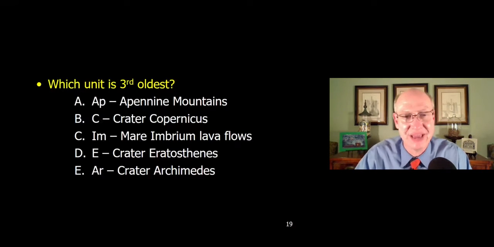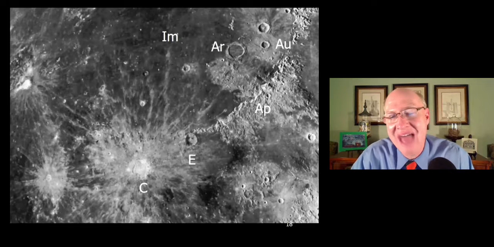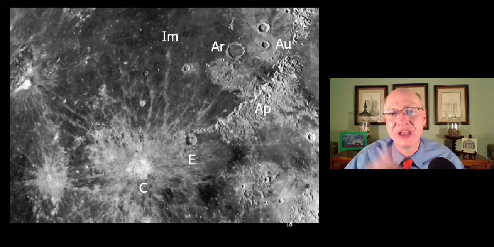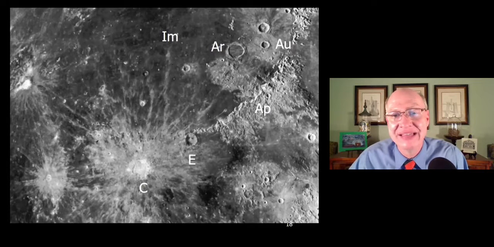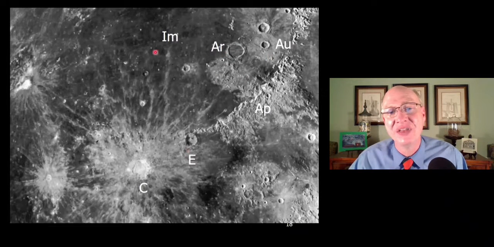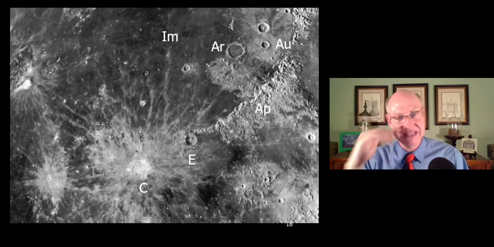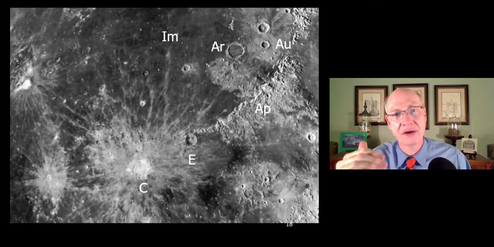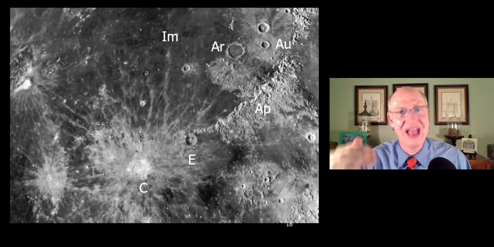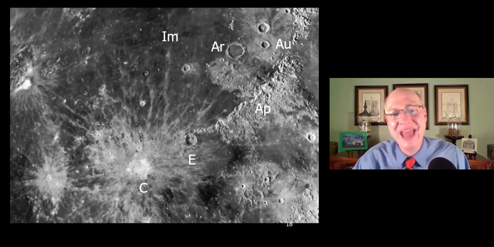All right, what did you get this time when you were looking at this for the third oldest unit? I think this one you're probably getting a little bit easier now, because we said in our last bit that Autolycus right here is clearly on top of the lava, and Eratosthenes is on top of the lava. So if Archimedes is below the lava and Eratosthenes and Autolycus are on top of the lava, then the lava flow had to come next. So the order, from the bottom up, is the Apennine Mountains, Archimedes, the lava flow, and then at the very top is Copernicus. And what we next need to decide is Eratosthenes and Autolycus.